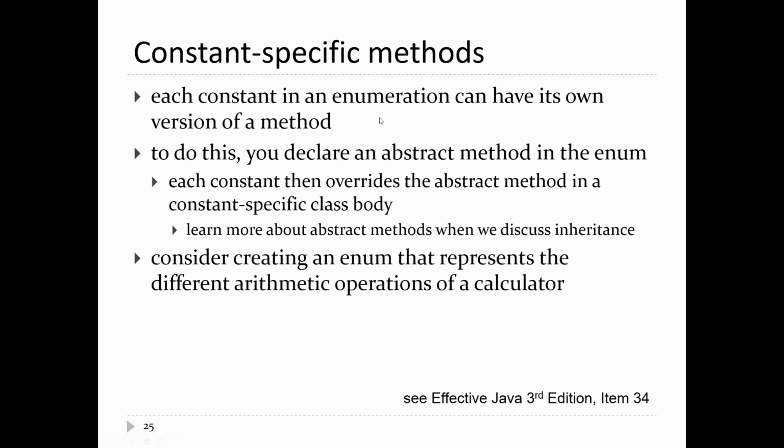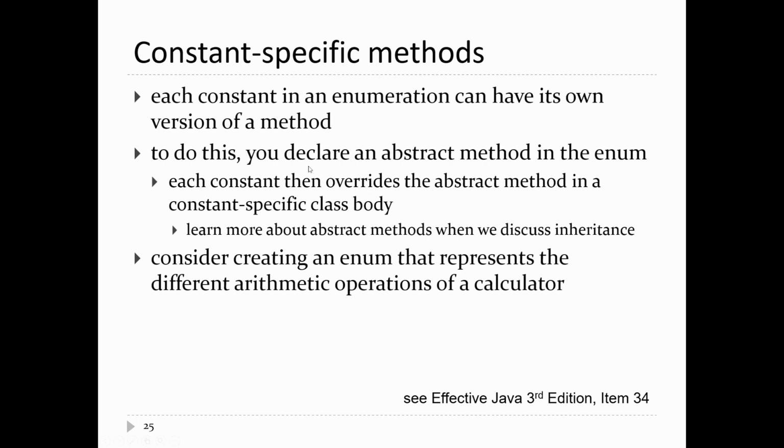This is different. You haven't seen this before at all, and you can only do this with enumerated types. Every constant in your enumerated type can have its own version of a method. That sounds really wacky, but every one of your objects can have its own special version of a method. In a couple of weeks, you'll see the mechanism of how this actually works.